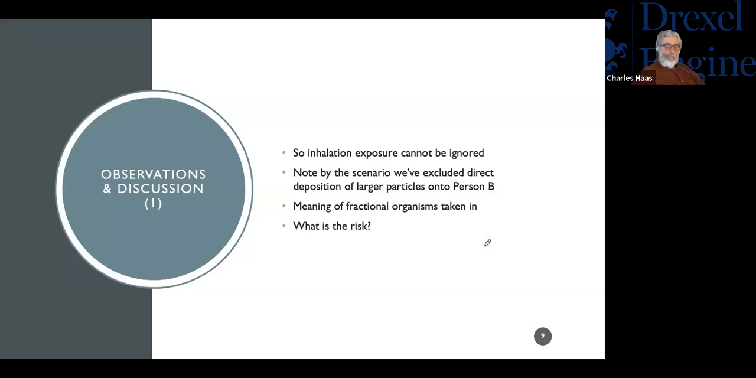So what can we observe and conclude from this? The first is inhalation exposure cannot be ignored, certainly compared to the fomite exposure. Now we've excluded direct deposition of larger particles onto person B. We could work out a scenario of that as well, although in this case, person B is not in the room contemporaneously with person A, so there is no opportunity for direct contact.